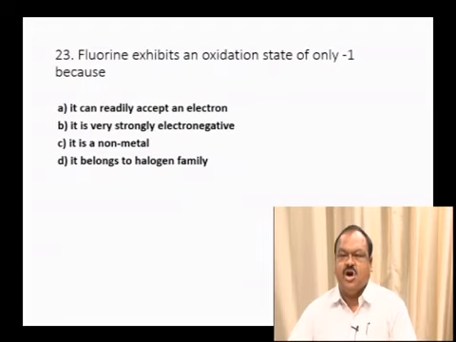Fluorine exhibits the oxidation state of -1 only because it readily accepts electrons, it is very strongly electronegative, it is a non-metal, it belongs to halogen family. As per the options, all were correct, but among those options, the appropriate answer is to exhibit -1 valency. B is the answer. It is very strongly electronegative and attracts the electron pair, hence it exhibits -1 valency, that is oxidation state.